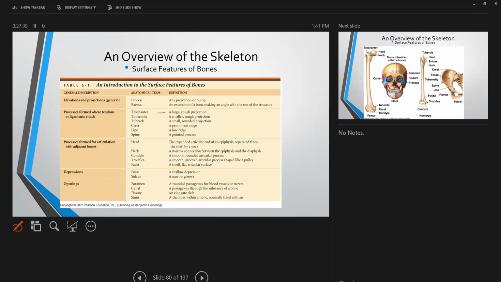So like a trochanter, what the heck is a trochanter? We know that's the hip, right? But a trochanter is a large, rough projection, okay? What's a tuberosity? A small, rough projection. Tubercle, a small, rounded projection.